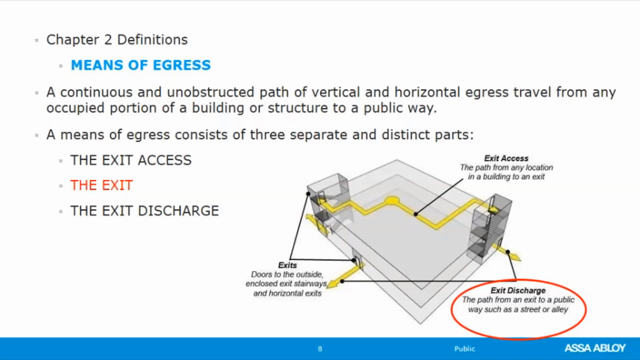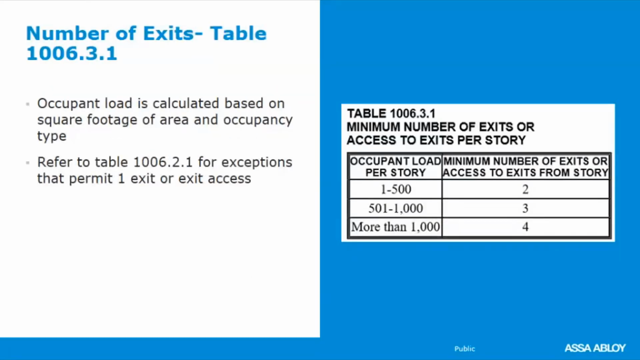It's a continuous, unobstructed path of vertical and horizontal egress travel from any occupied portion of a building or structure to a public way or safety. How many exits that we have is based on the occupant load, which can be calculated, and that's what we're here to do today. It's based on the square footage of the area, the space, the room, and the occupancy type.